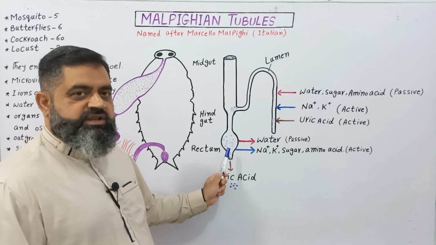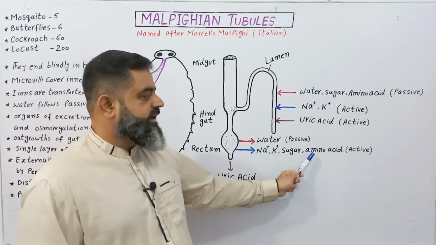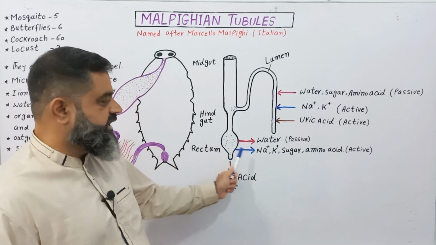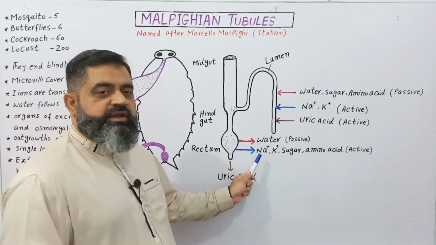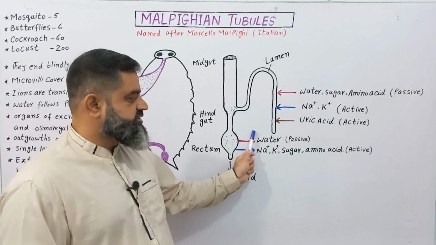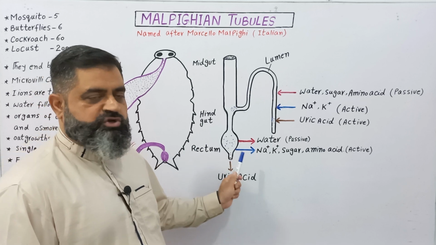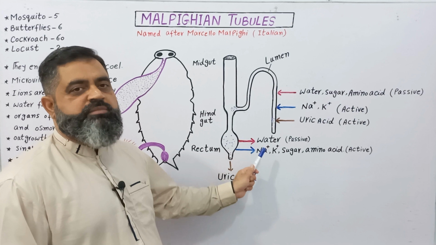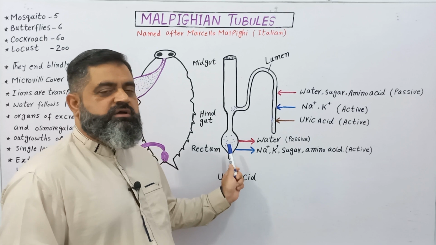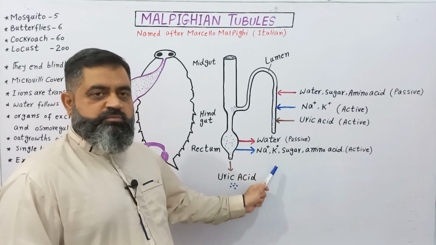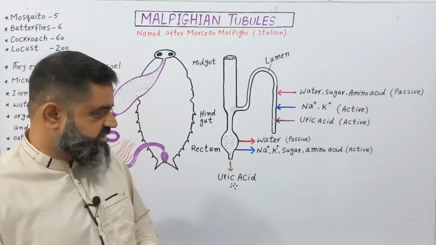Now here, with the help of ATP, active transport, sodium, potassium, sugar and amino acids are removed from the rectum. As a result of this, ion concentration, salt concentration increases just around the rectum, and water follows these ions and salts, because water moves from hypotonic to hypertonic environment with the help of osmosis. So water will move passively out of the rectum into the hemolymph or into the sinus where the rectum is present.